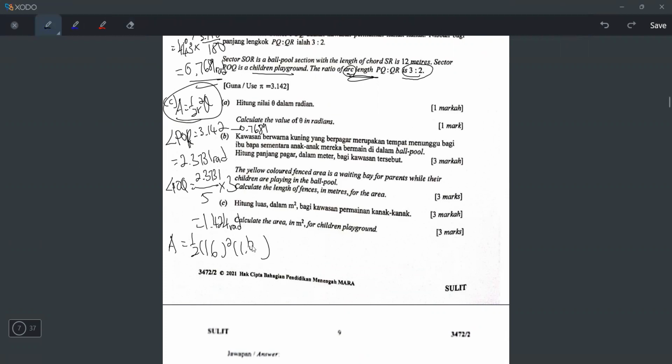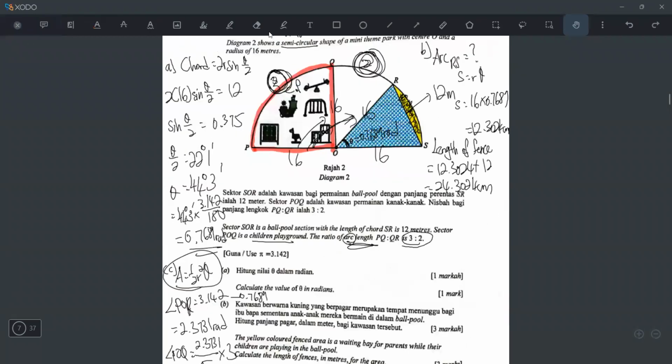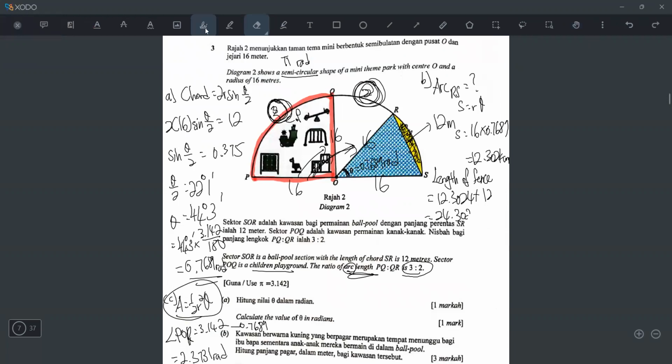Okay, 1.424. All right, what's the answer? So 1.424 times 256 divided by 2. So 182.27272 meters squared. Right? So that's all. That's the answer. One more thing is for this, you have to write meter, okay, not cm. Okay, I just realized. Because everything is in meter here. Yep, that's the answer.